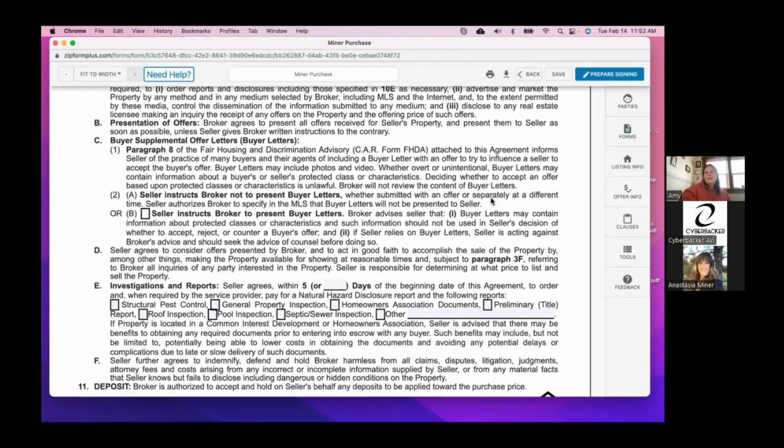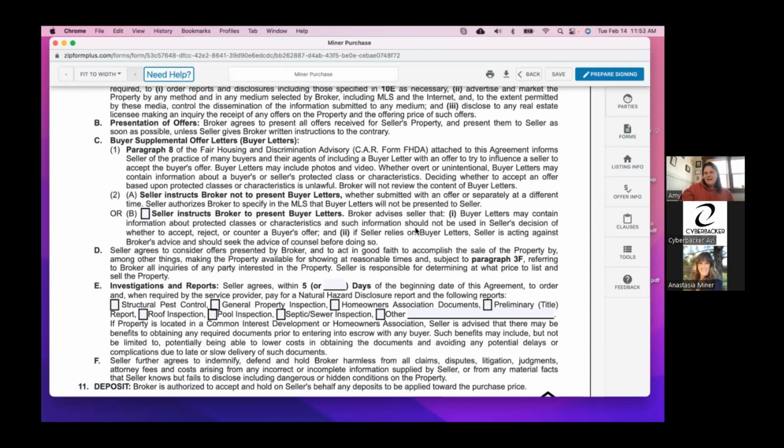Right? That's the default. The default is we do not present letters, and you should have that verbiage in your listings. Buyer letters will not be presented to seller. Or B, seller instructs. I've been seeing that a lot more, because you're supposed to include it. Gotcha. Seller instructs broker to present buyer letters would be the box B.